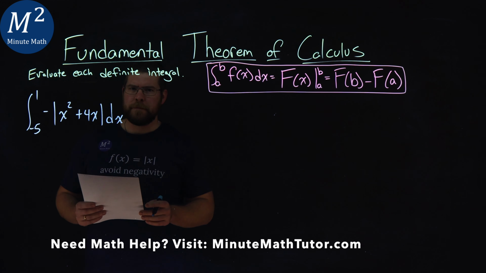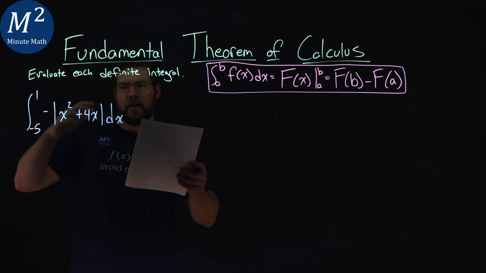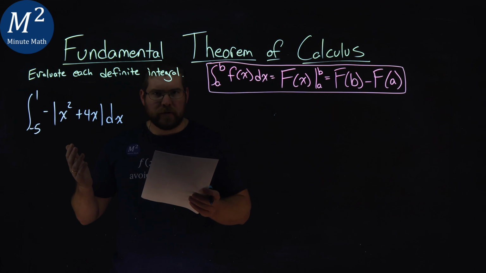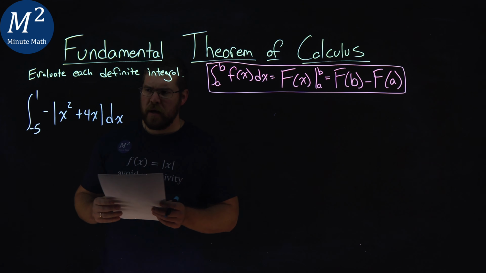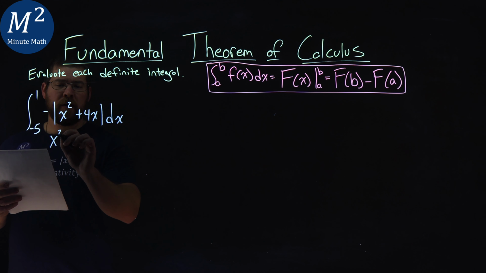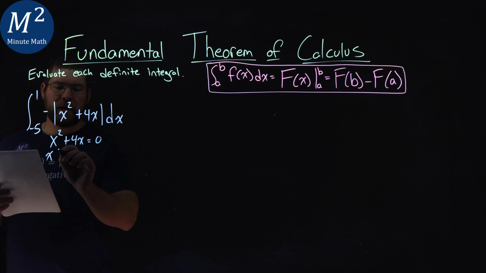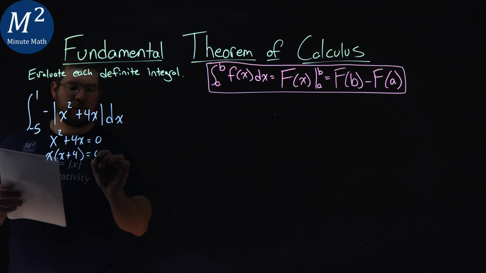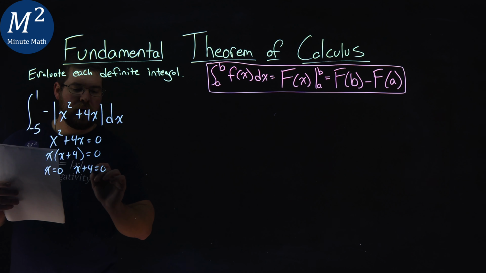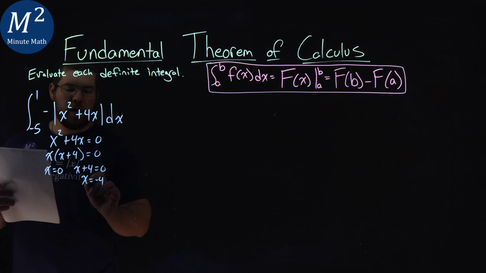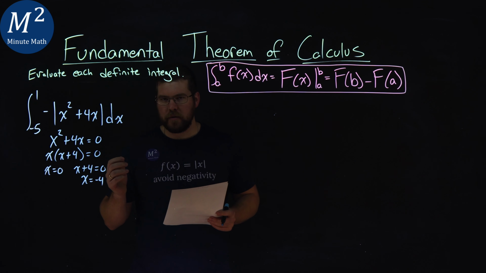Now this is a tricky one. I first see this absolute value, and we need to figure out what x values we need to plug in. How can we rewrite this without the absolute value, but still have the rules of the absolute value apply? So I'm going to take what's inside of the absolute value, x squared plus 4x, and see where it's equal to 0. Pull out an x, we have x times x plus 4 equals 0. So each part equal to 0: x equals 0, x plus 4 equals 0, and x equals negative 4. So we have 0 and negative 4 as my two main values here.